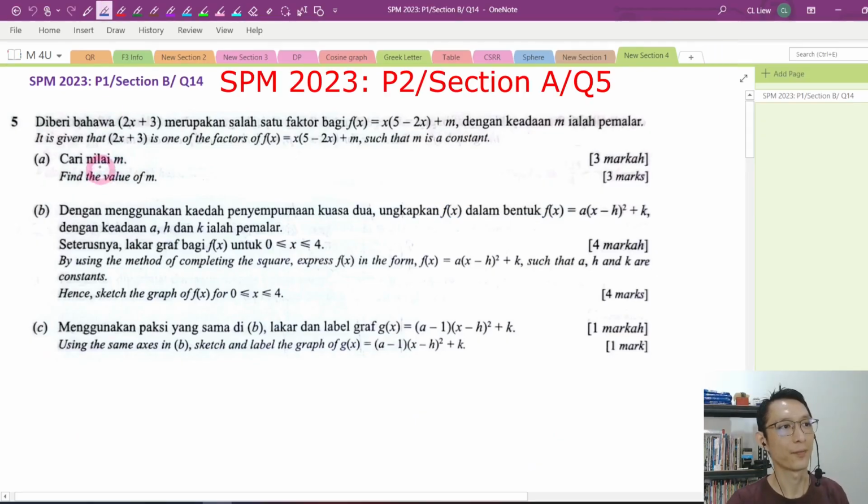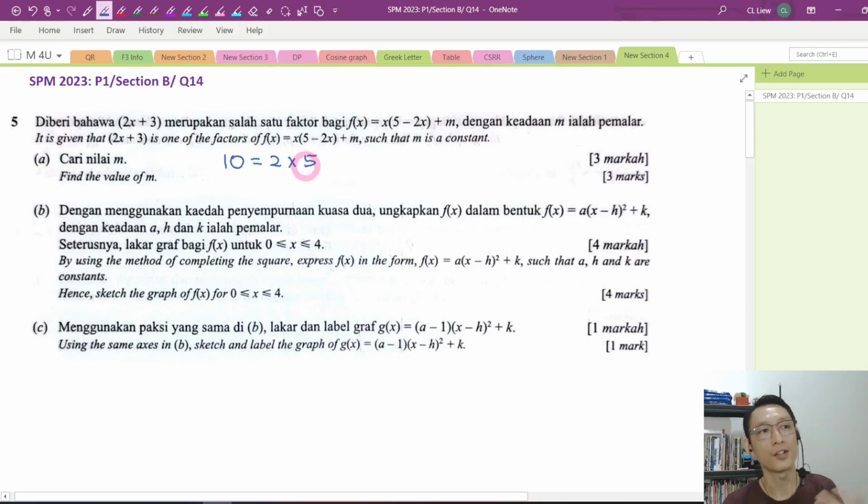Let's look at the first part. It is given that 2x plus 3 is one of the factors of f of x, which is equal to this, such that m is a constant. So we want to find the value of m. Now, before I show you how to solve this question, let's look at this one first. 10 is equal to 2 times 5, right? So I can say that 2 is one of the factors of 10, and 5 is one of the factors of 10 as well, right?